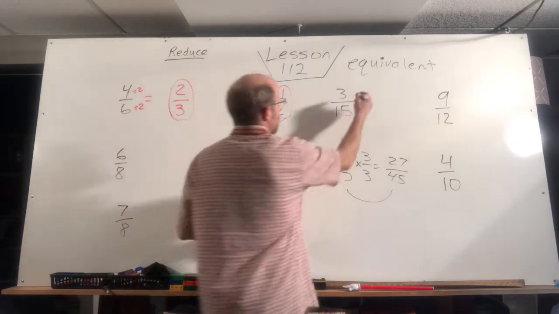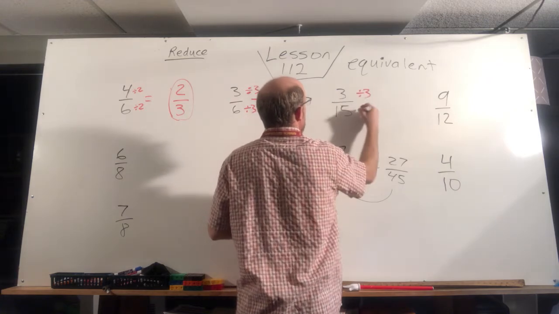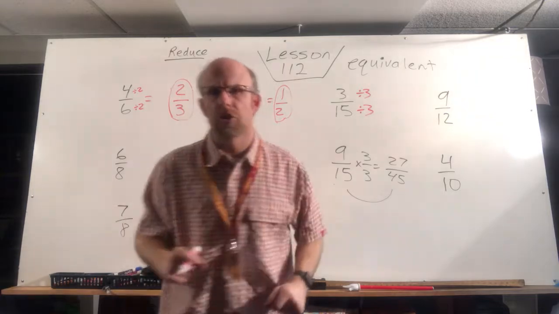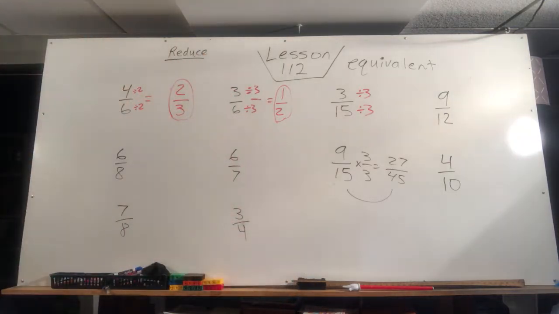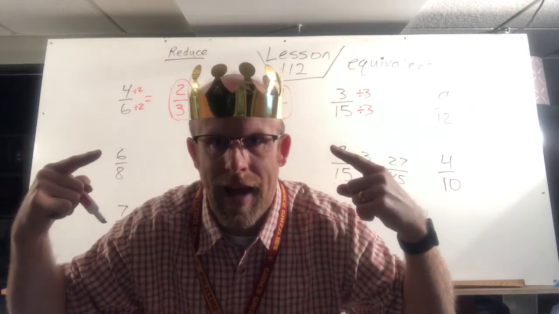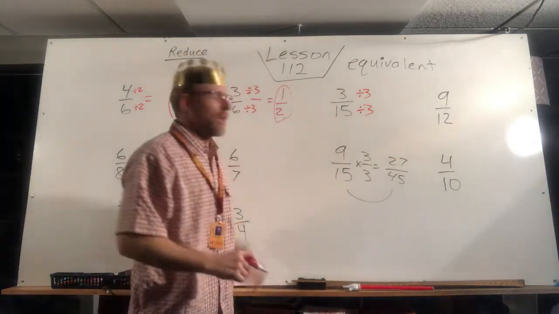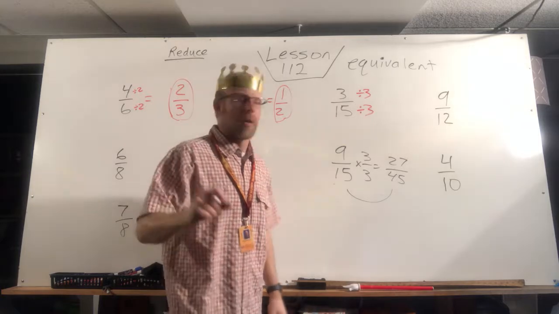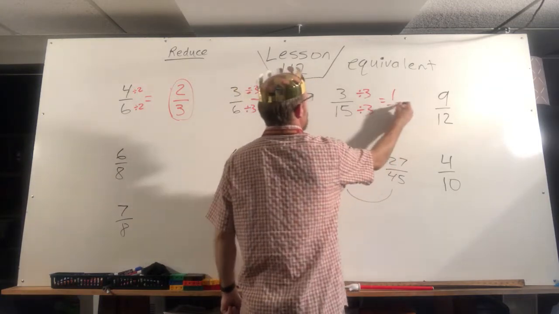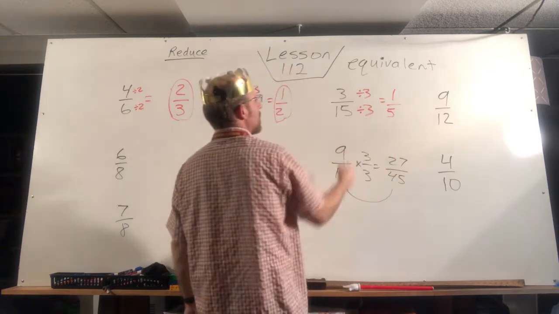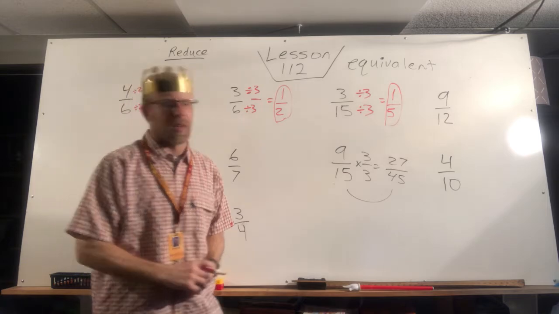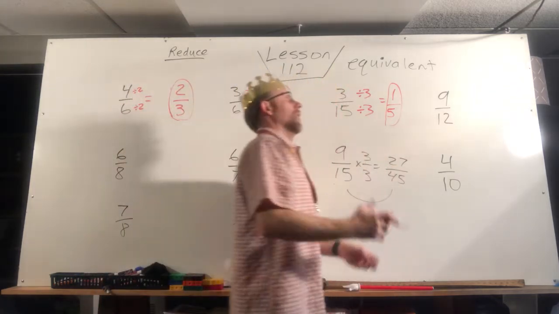It sure does. This is why knowing your multiplication facts, lickety split, being a math master. A math master. Okay. You can instantly see right away, oh, I need to take a 3 out of that. So 3 divided by 3 is 1. 15 divided by 3 is 5. So 3/15 is the same as 1/5. 3/15 reduces to 1/5.